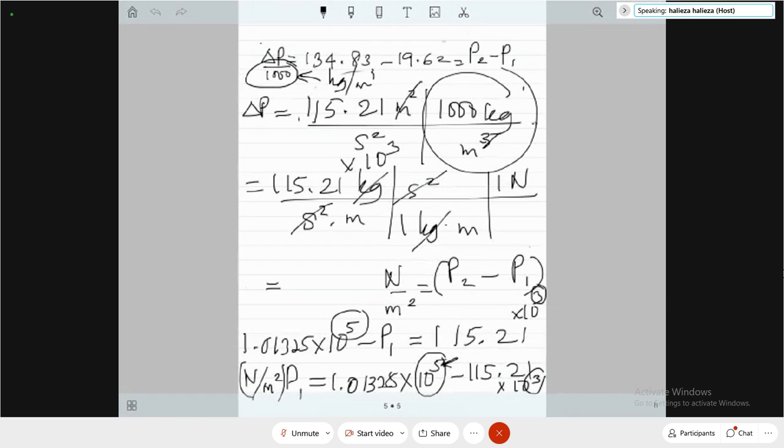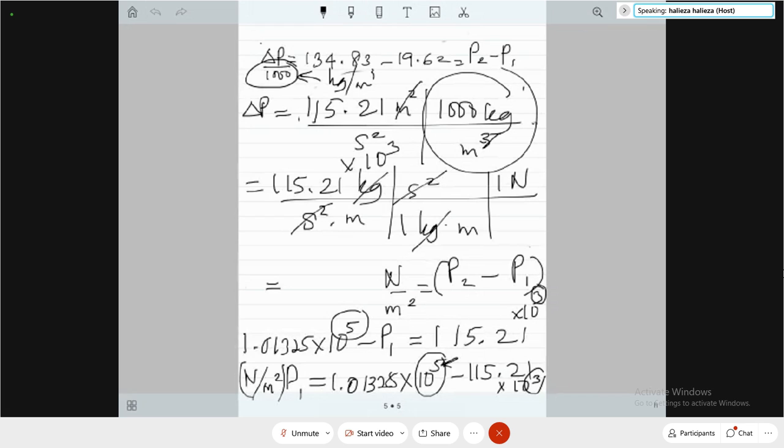Yeah, I made a mistake somewhere. The pressure is always 0.2 minus 1, because 0.2 is supposed to be lower than P1. So that means it should be P1 minus 1.01 then. What did you say? It should be P1 minus 1.01, right?